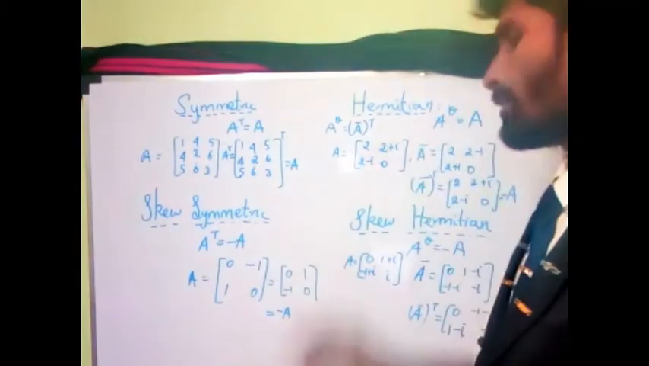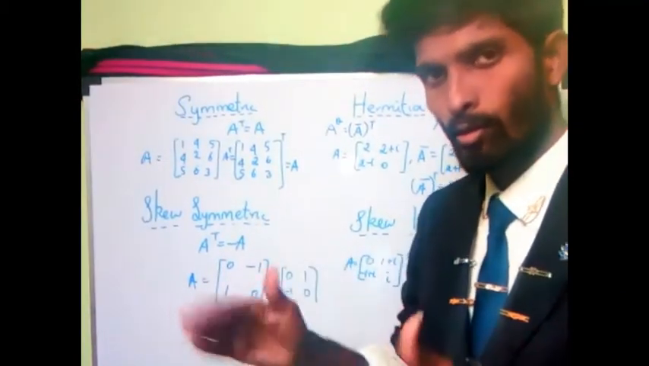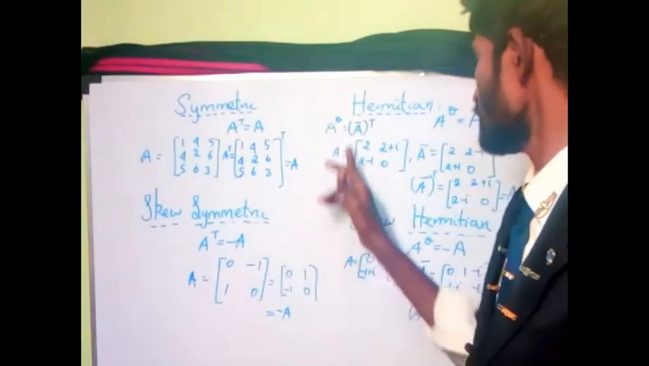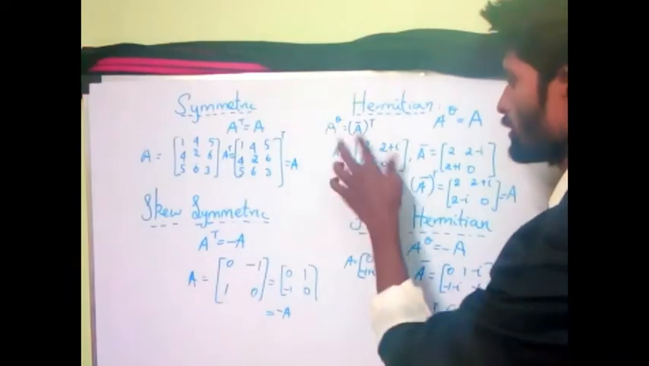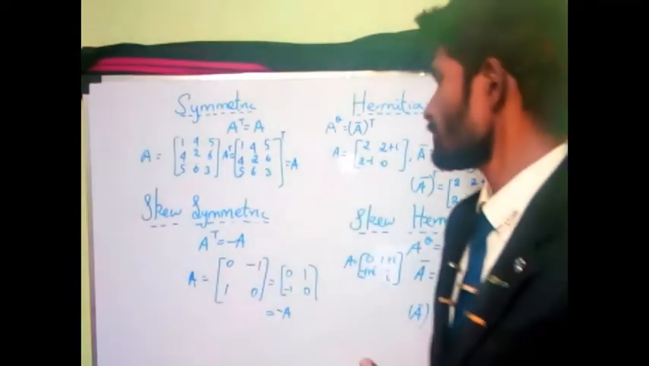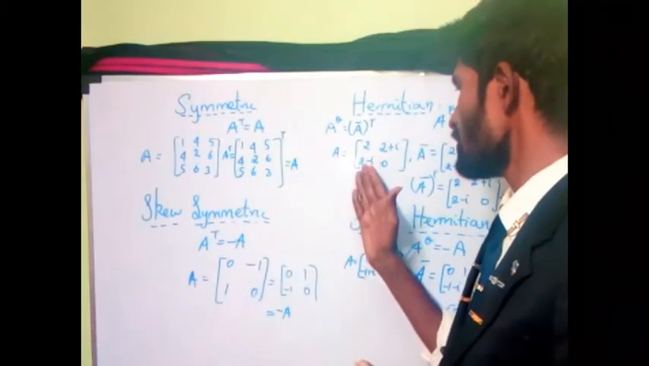Actually, listen here. A power theta means I am just going for this A bar, the whole transpose. That has been written here: A bar, the whole transpose. This is the actual value of this one. That is the definition.